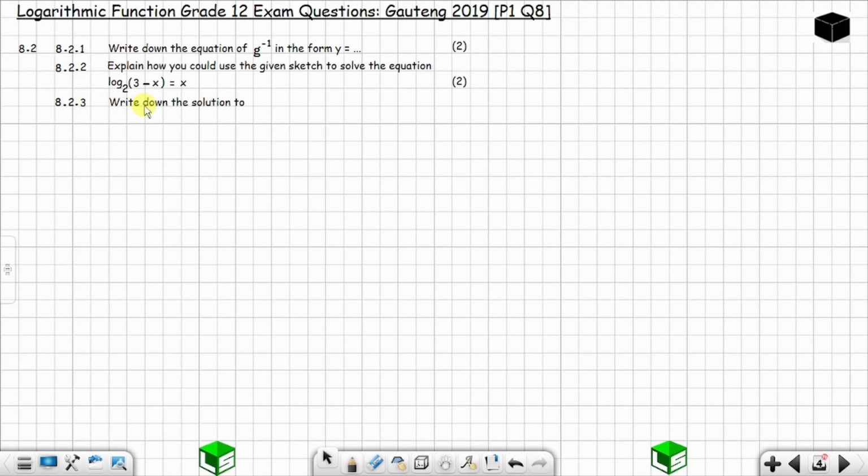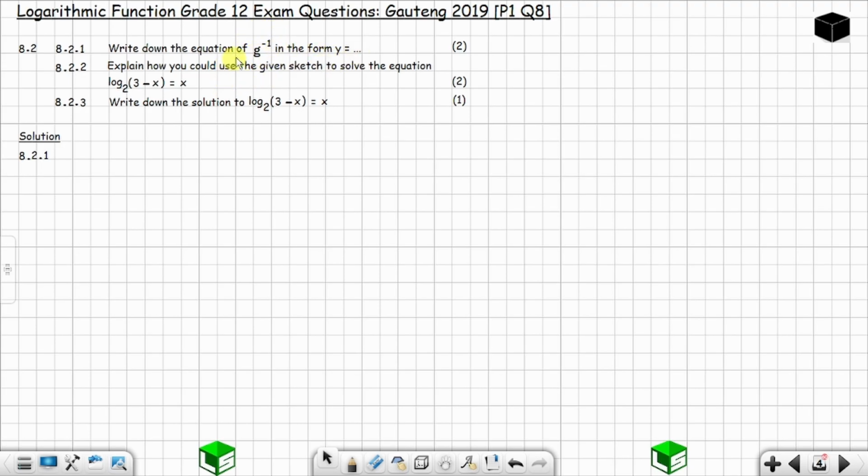8.2.3, write down the solution to this equation, right? Log of 3 minus x base 2 is equal to x. The question is 1 mark. Okay, solution. We start with 8.2.1. You are requested to get the inverse equation of g, right? You have to get the inverse equation of g in the form y is equal to.